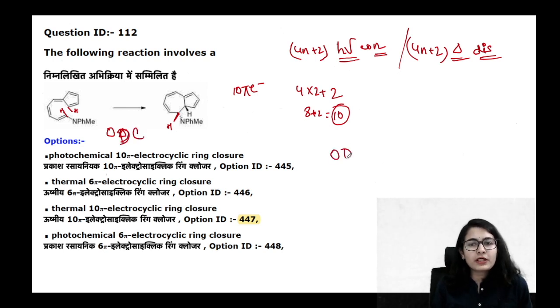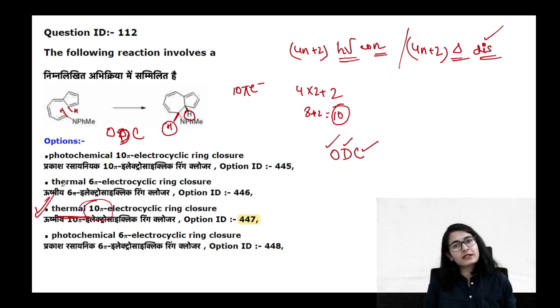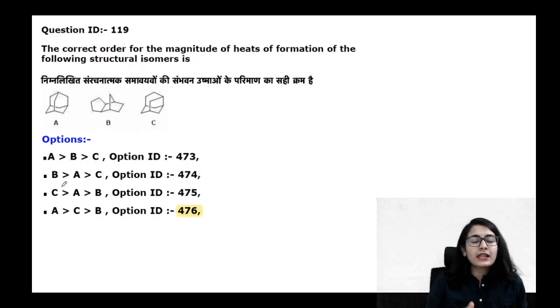So from the ODC rule, you can directly say opposite disrotatory motion, they are going to end up cis. So we have the hydrogen cis, we are going to do a disrotatory motion in the thermal 10 pi electron cyclization. So answer is option number C. Okay. Next question, guys, ID 119.